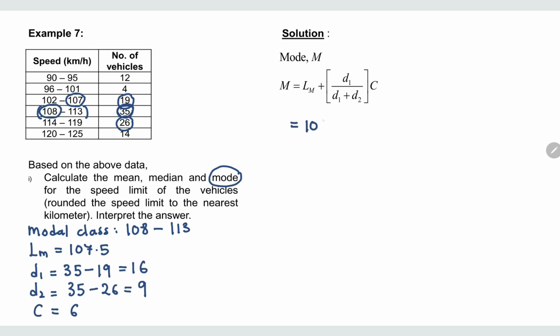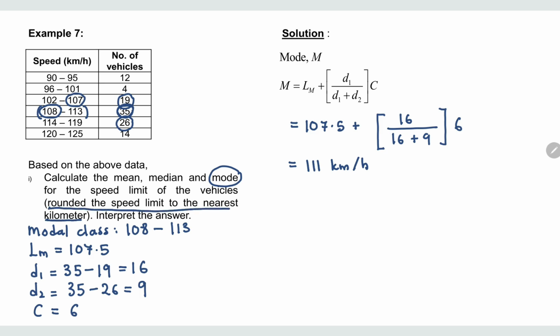We have 107.5 plus, in the bracket, 16 divided by 16 plus 9, times 6. So the answer is 111 km per hour after you rounded the speed limit to the nearest kilometer.